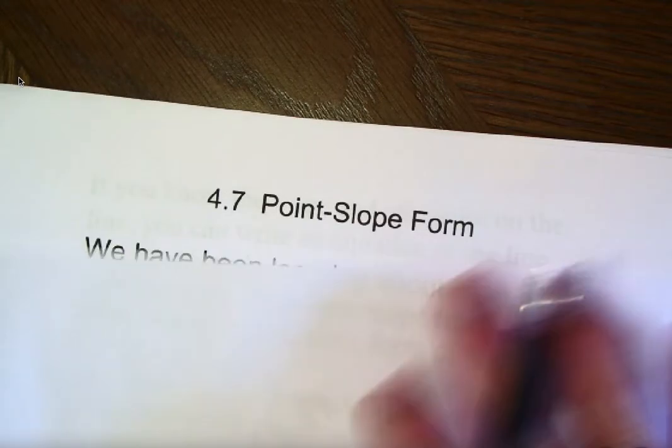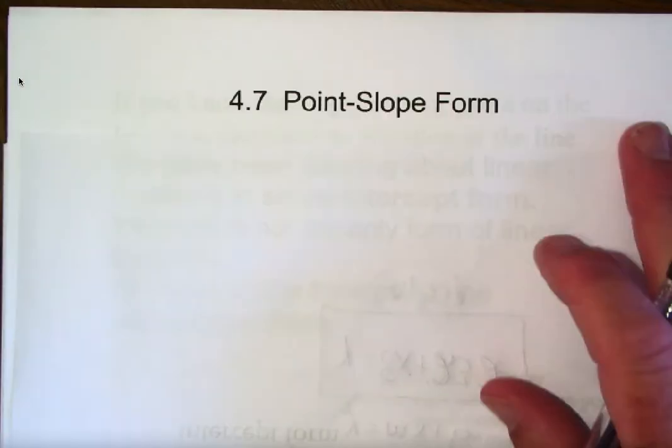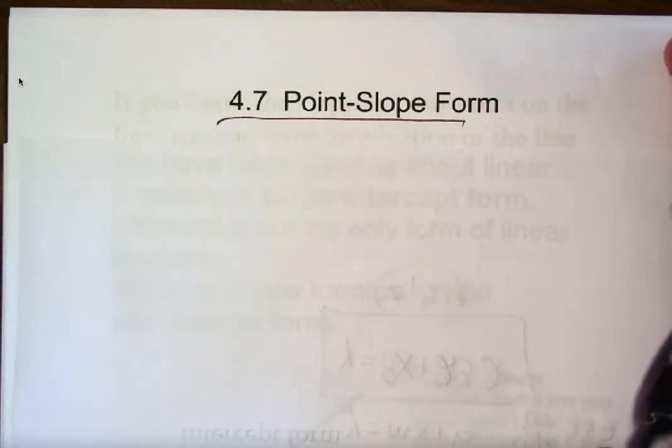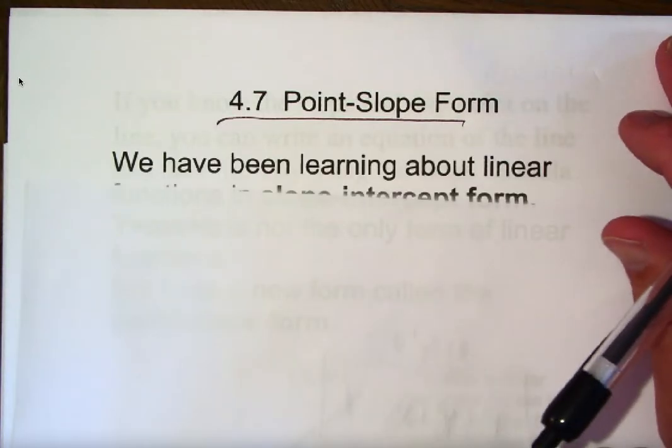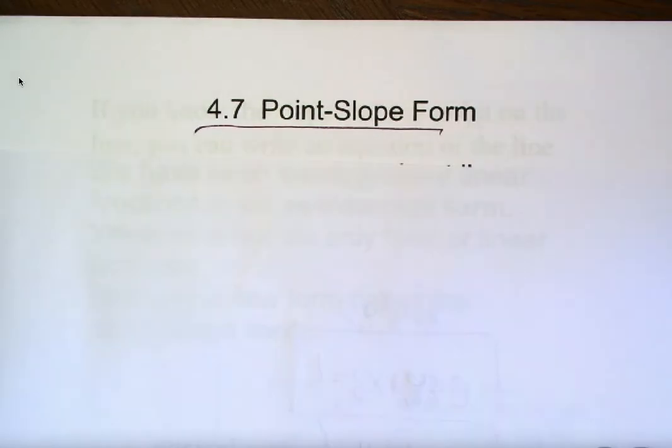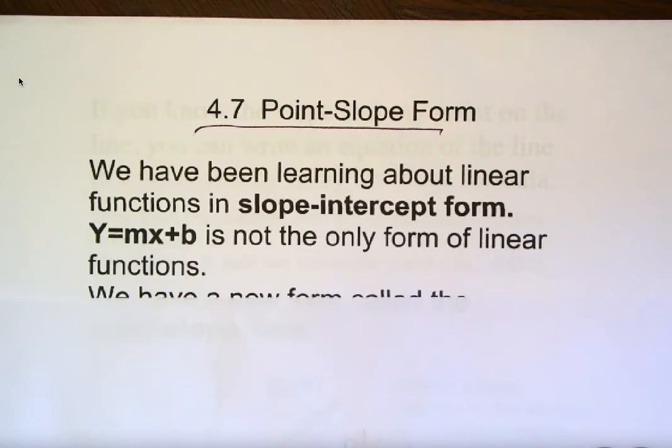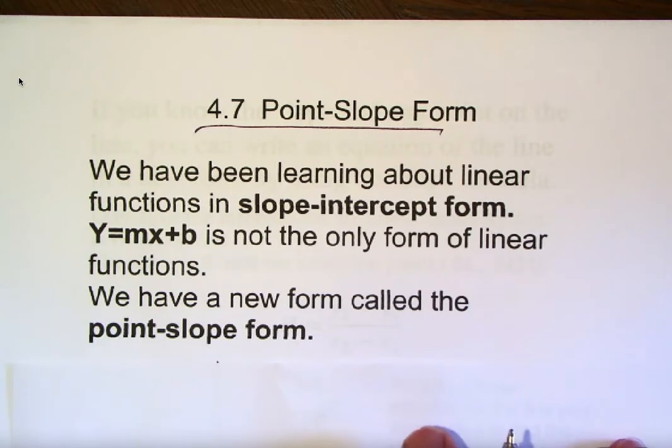So if you're taking notes, if you're just watching, obviously don't take notes because you already took them. But we always do a heading. So this is 4.7 point-slope form. And I always like to put down what the book says and write some stuff. So go ahead and read it to yourself. I'm going to read out loud.